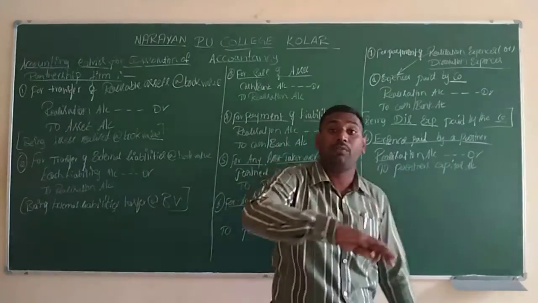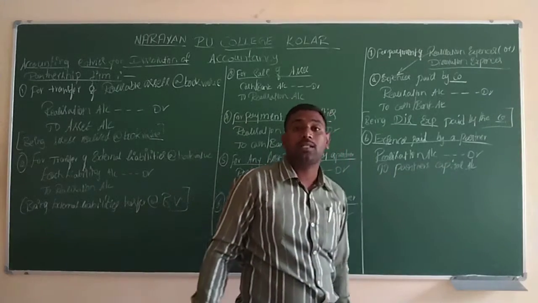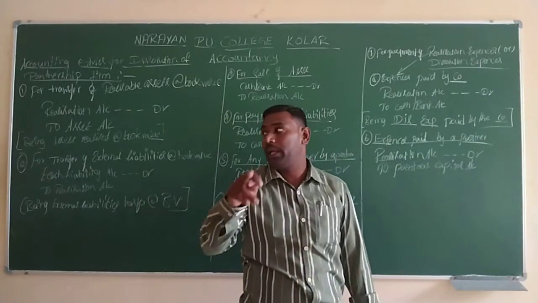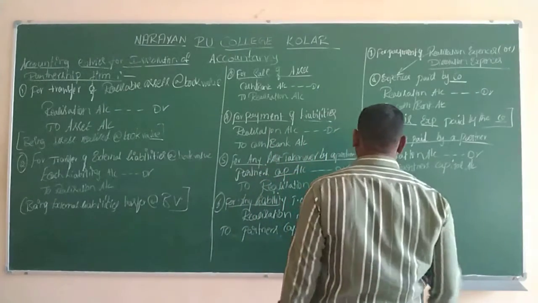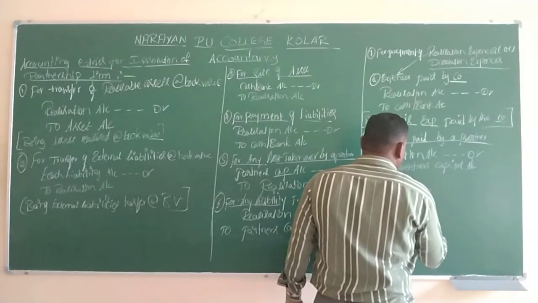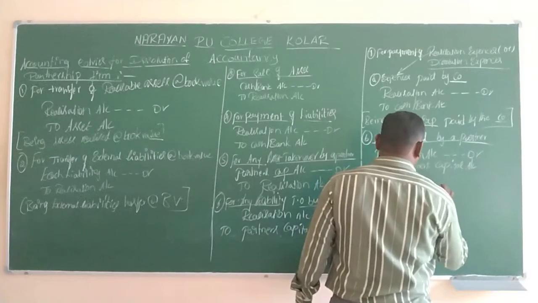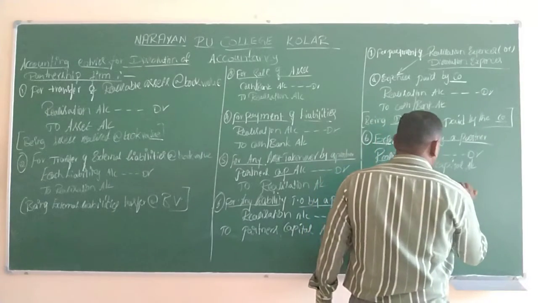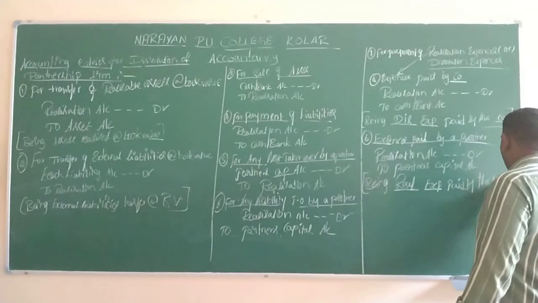The realization account is debited with some value, and the same value we transfer to the capital account of the partner who paid the dissolution expenses. For this we write the narration: realization expenses paid by the partner.